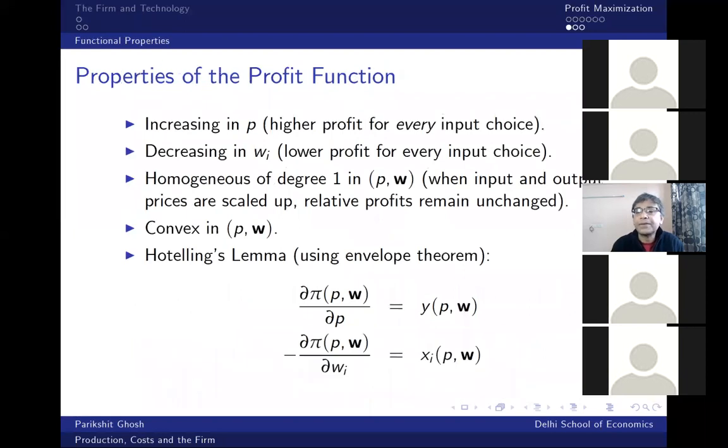Aishwarya: Sir, I had two questions. The first one being that the envelope theorem is actually a theorem that has to do with constrained optimization. So how are we using the envelope theorem to derive implications of an unconstrained optimization?